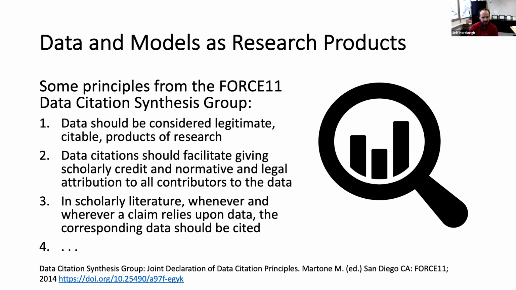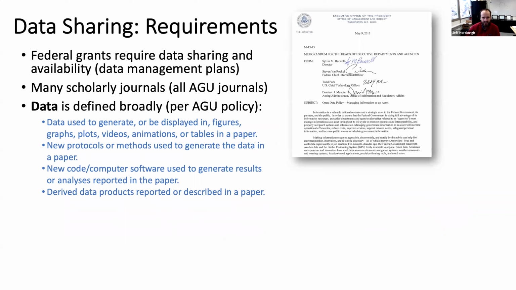Data citation should facilitate giving scholarly credit and normative and legal attribution to all contributors to the data. And then in scholarly literature, whenever and wherever a claim relies on data, the corresponding data should be cited. That's certainly a different way of thinking than at the beginning of my career personally. And I hope this is not necessarily new. I hope you're starting to see this all over the place, because when we think about data sharing and data sharing requirements, it's really quite common now that the grants that we're working on are requiring data sharing and availability.